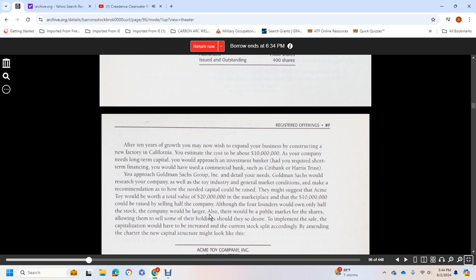After 10 years of growth, you may now wish to expand your business, constructing a new factory in California. You estimate the cost to be $10 million. As your company needs longer-term capital, you approach an investment banker. Had you required short-term financing, you would have gone to a commercial bank, such as Citibank or Harris Trust.